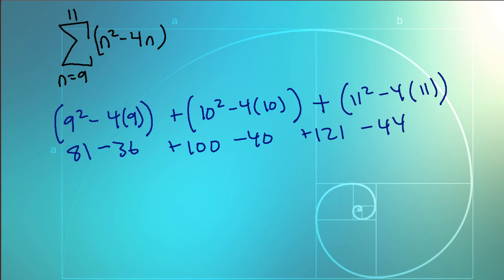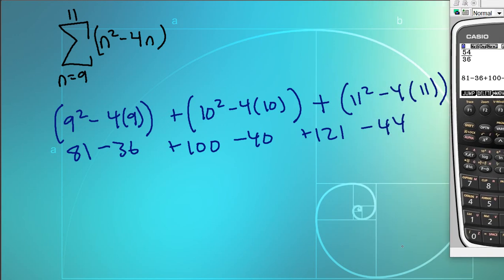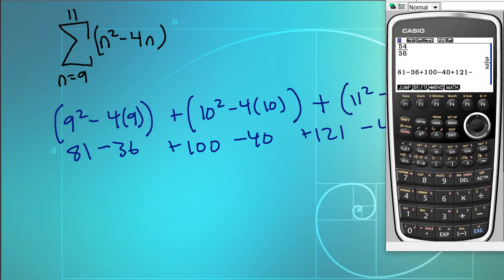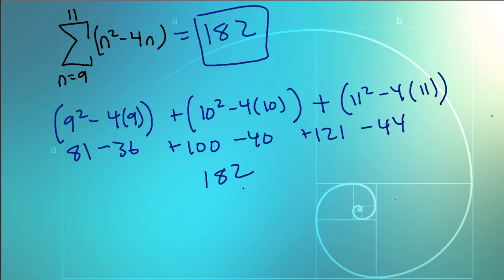We could do this all by hand, but I'm going to choose not to. So I have 81 minus 36 plus 100 minus 40 plus 121 minus 44. All right, 182. So hopefully you got a general idea of how to use sigma notation.